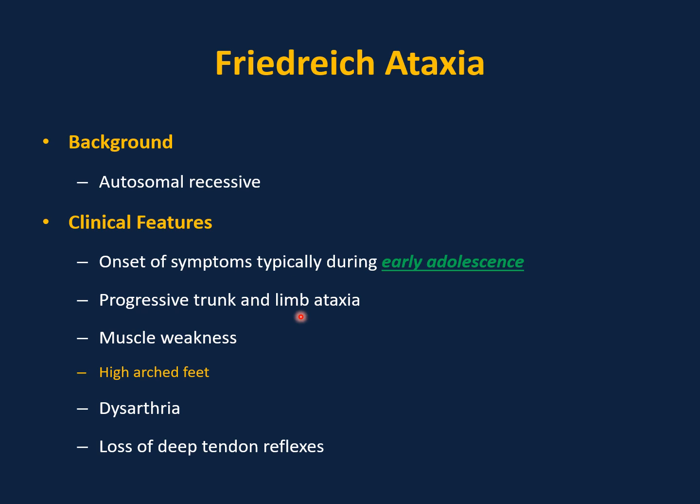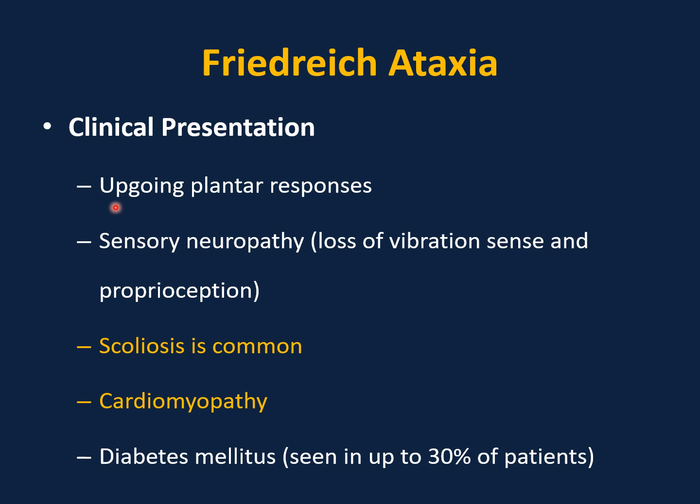Progressive trunk and limb ataxia, muscle weakness, high arched feet, dysarthria or problem with speech, loss of deep tendon reflexes. Also, they will have upgoing plantar response, sensory neuropathy, loss of vibration sense and proprioception. Scoliosis is common, cardiomyopathy is common, diabetes mellitus is seen in up to 30% of the patients.